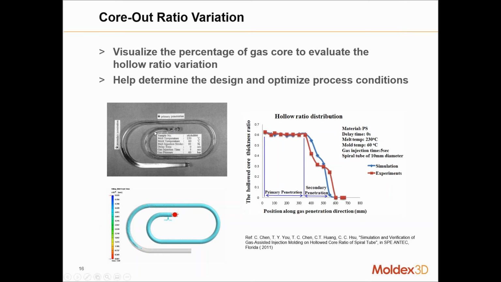So you can see that once we get all the way out to the primary penetration here, the thickness of this core is actually reducing, and it'll gradually reduce until the end, where right about here, which is also where the simulation predicts that it will start to end. You can actually see that the primary penetration and the secondary penetration regions are very similar as far as the hollow ratio distribution, which is basically just the ratio of the inner diameter versus the ratio of the outer diameter, based on how much of the gas penetrated into the part.